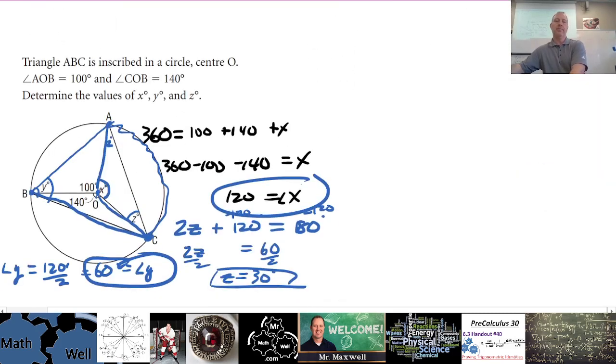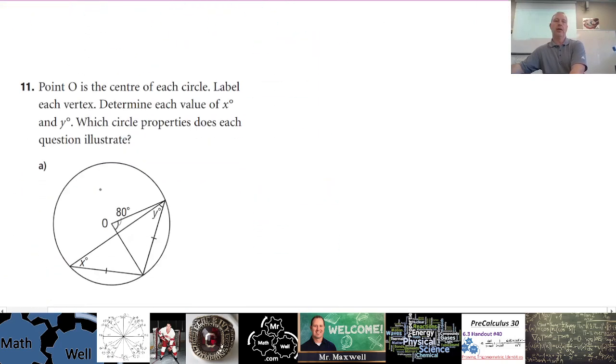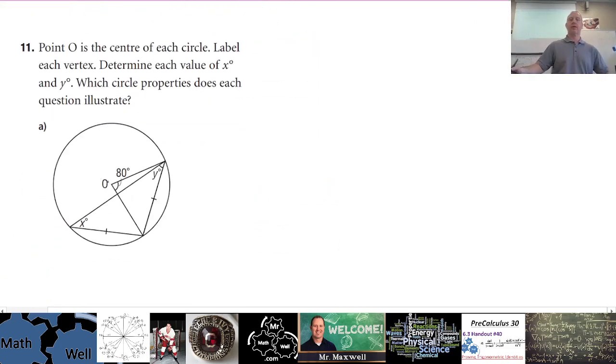Okay, moving on. Not to that one, did that one yesterday. Here we go, number 11. This looks really confusing. Wow, this looks tricky. Let's see what 11 says.